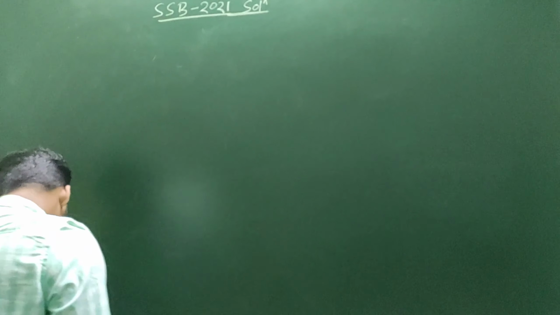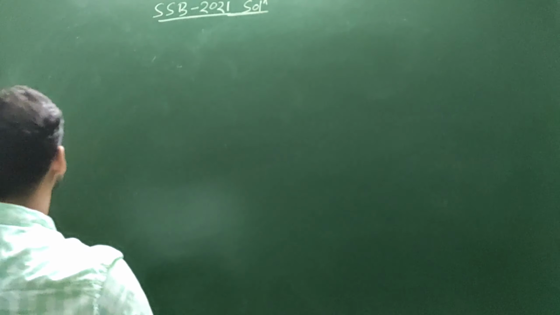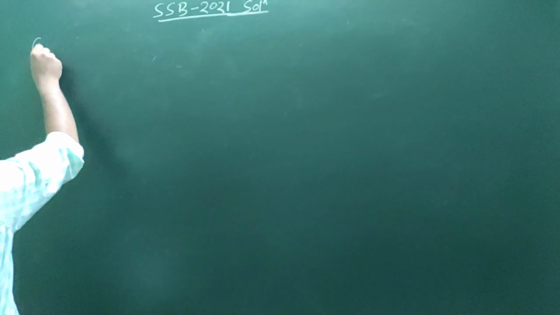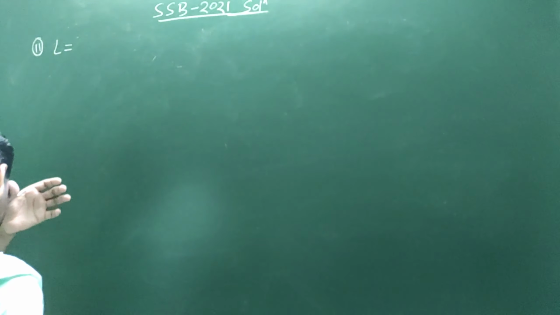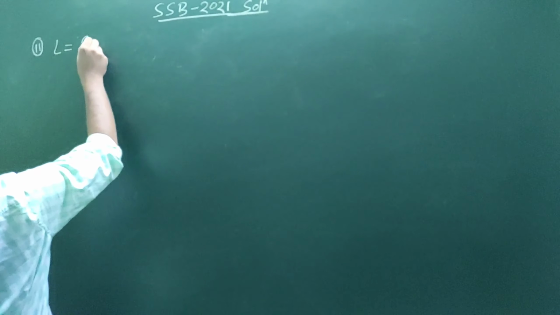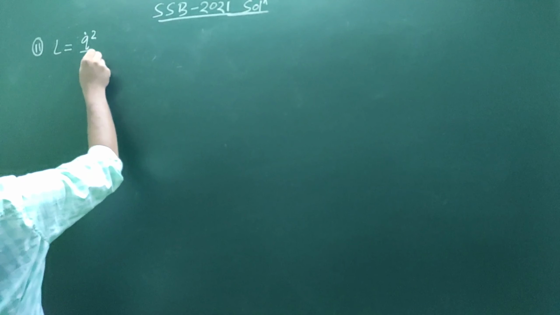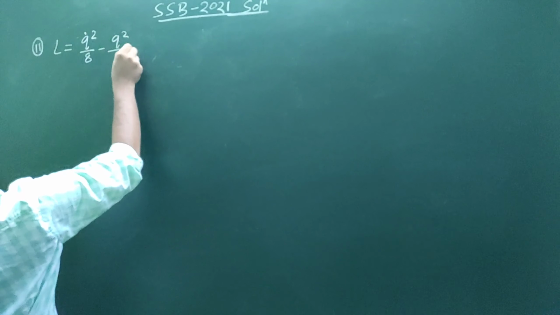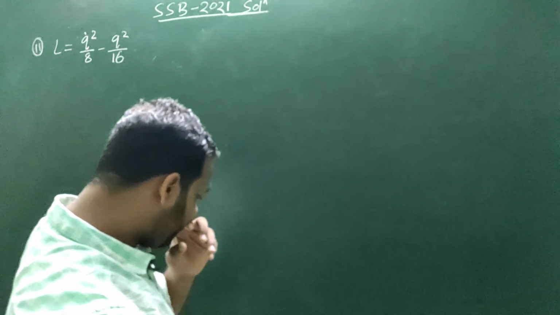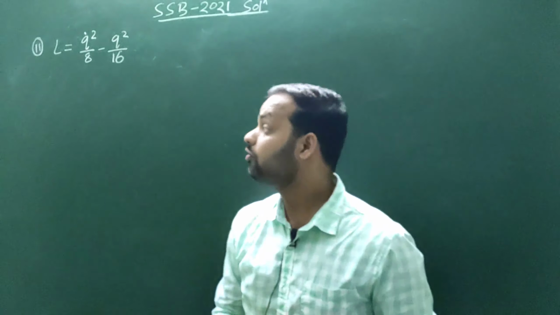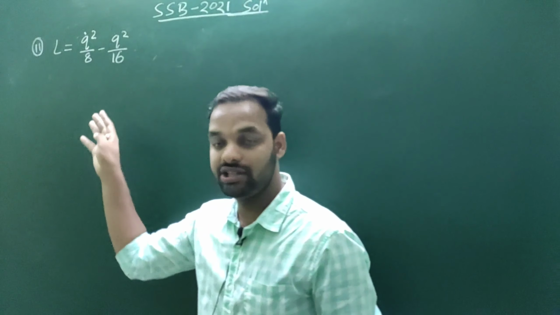Yeah. So the next question is the 11th one. The Lagrangian was given, L is equal to q dot square by 8 minus q square by 16. This was the Lagrangian. He is asking for the Hamiltonian. We have to find out the Hamiltonian from this Lagrangian.